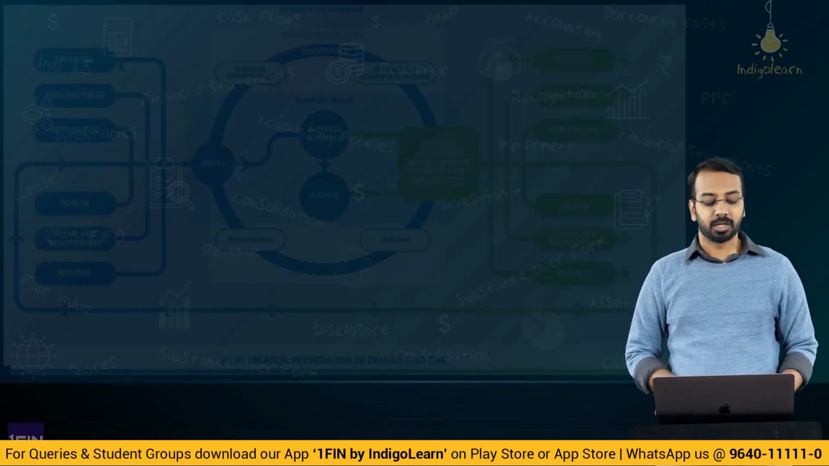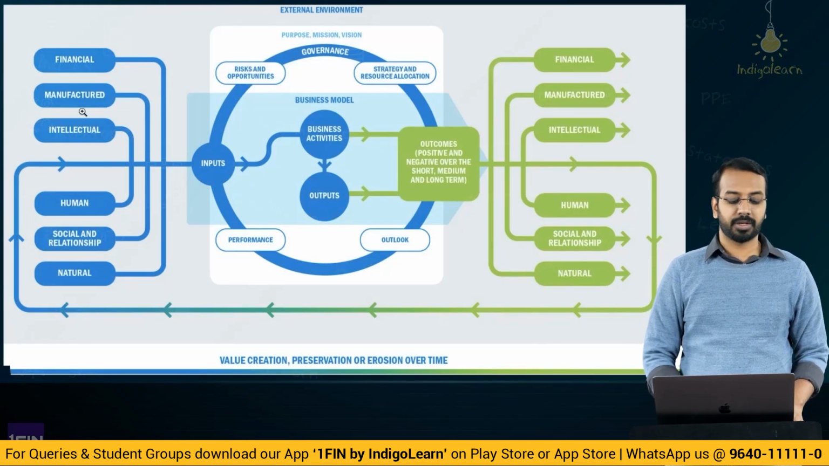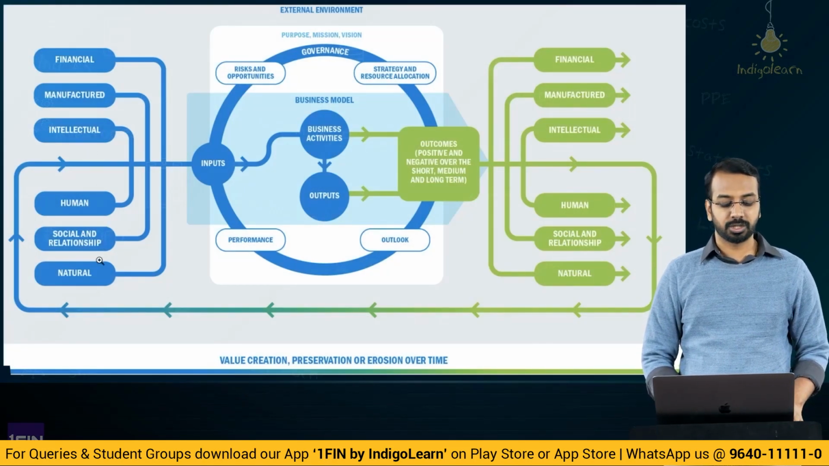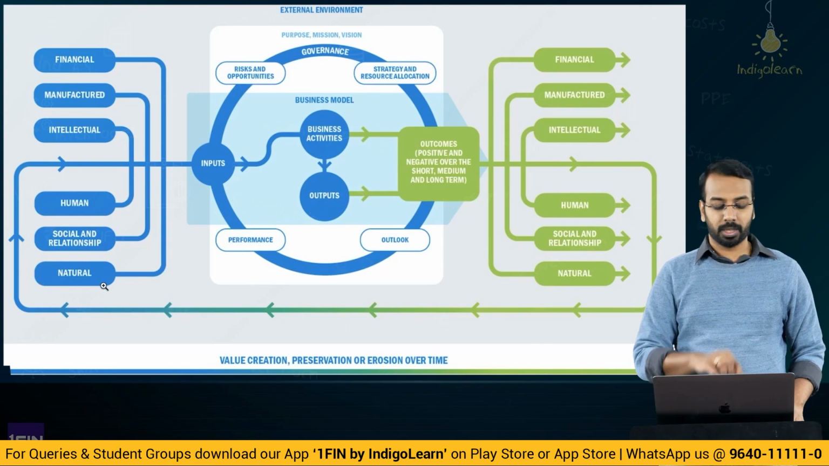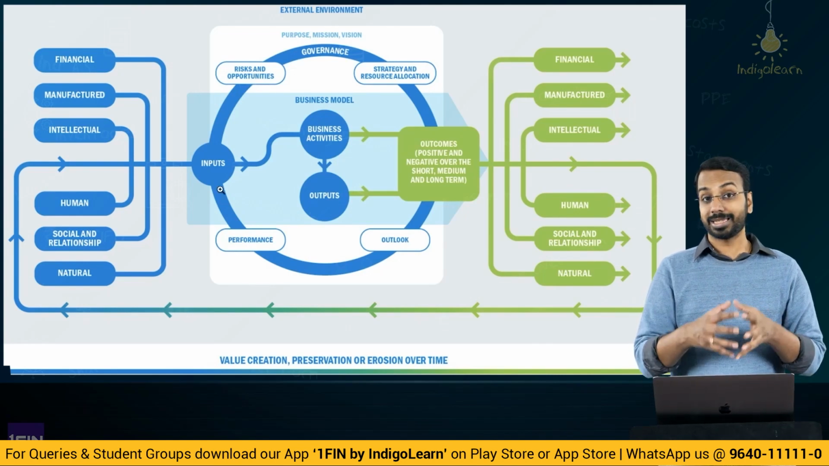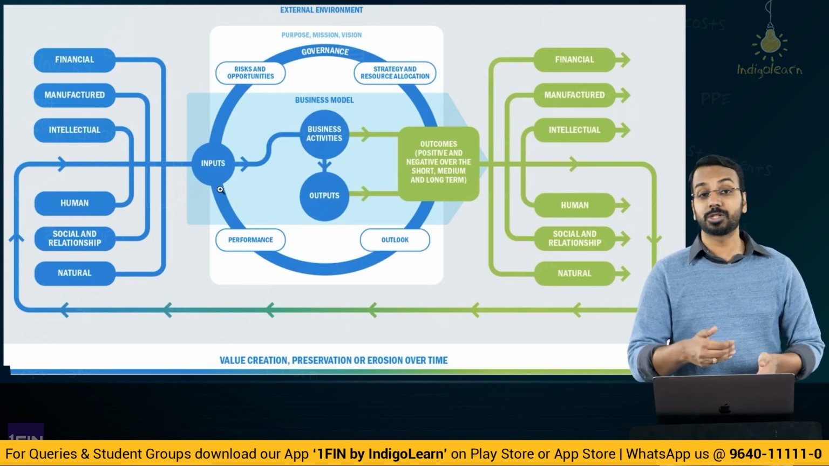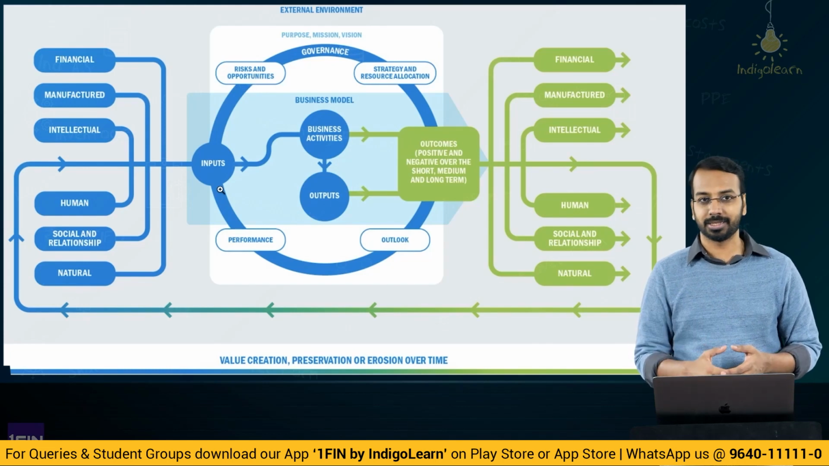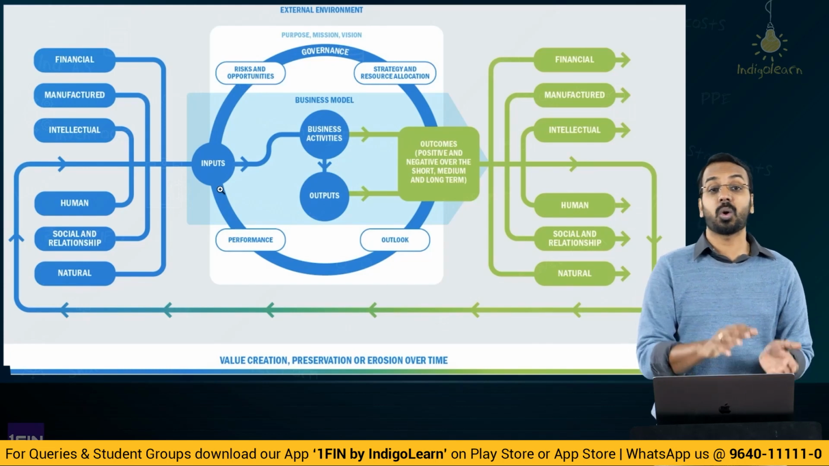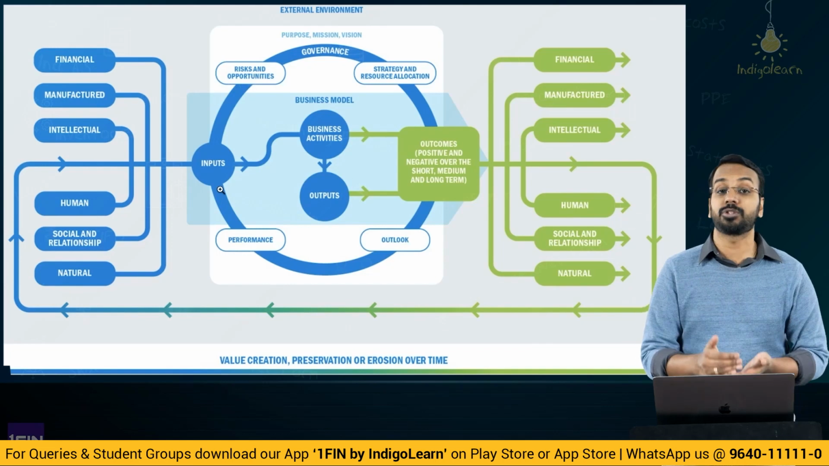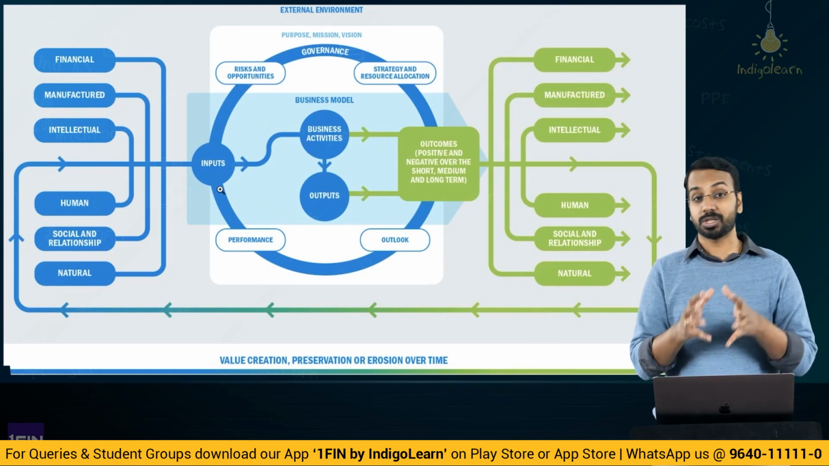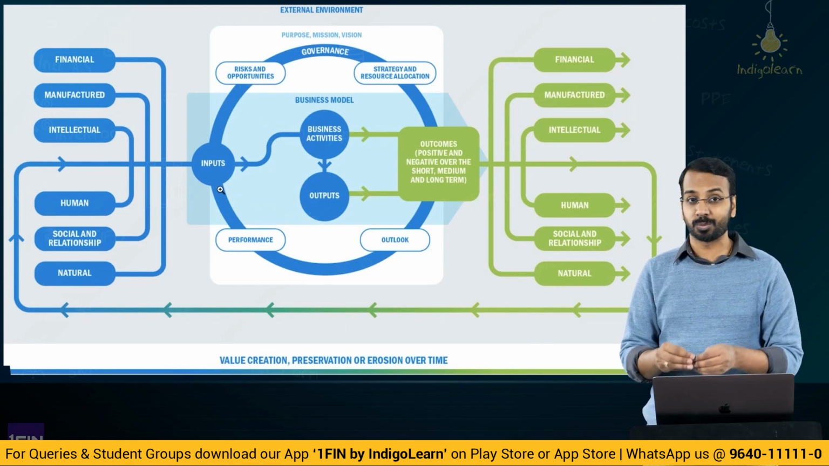Now, to understand how these capitals are used to create value, to generate output, we need to refer to the IIRC framework, right? Now, the framework talks about 6 capitals: financial, manufactured, intellectual, human, social and relationship, and natural. All of these are linked to one another, right? Now, these are the inputs which are used by entities, which are used by organizations. They are used in the context of the external environment. There could be opportunities, there could be risk, there are processes involved, right? There is a value creation process.